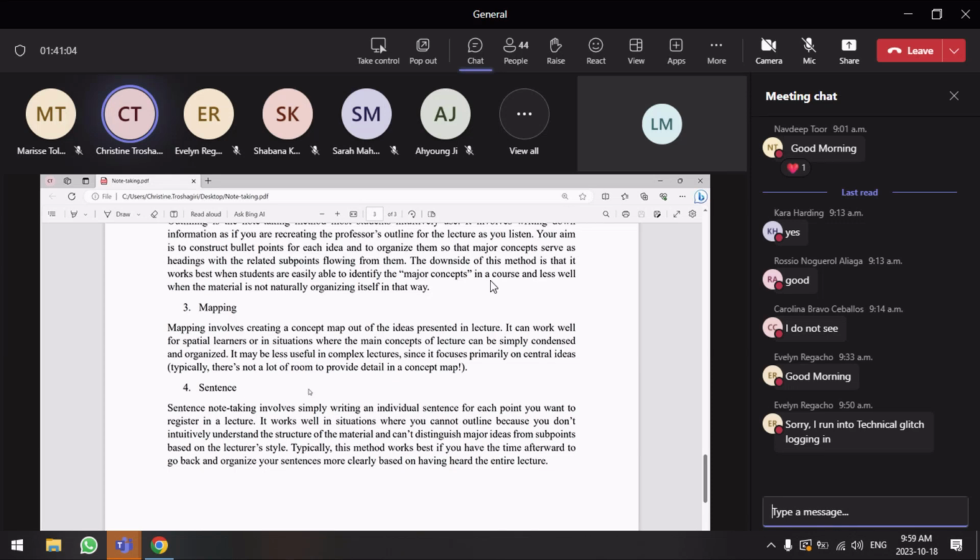So what is this? This is a map, all right? You are simply putting ideas which you think are relevant to that particular course or module. So mapping involves creating a concept map out of the ideas presented in a lecture. It can work well for visual learners or in situations where the main concepts of a lecture can be simply condensed and organized. It may be less useful in complex lectures since it focuses primarily on central ideas.